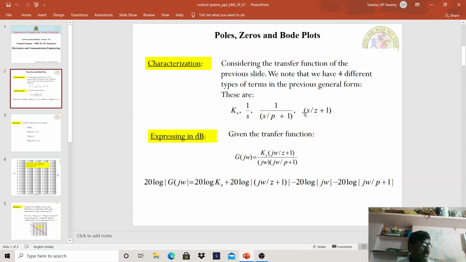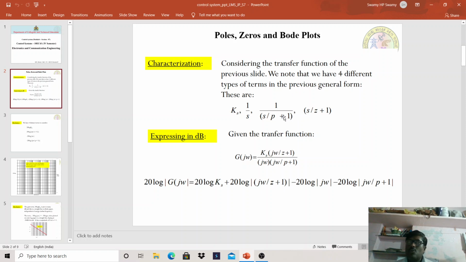Those are different structures or forms of Bode plots: constant k, integral form, derivative term in numerator, derivative term in denominator, and quadratic terms in numerator and denominator. Like that, you have different forms. So for all these different forms, you can draw the Bode plot. As you know, Bode plot is the combination of phase plot and magnitude plot.